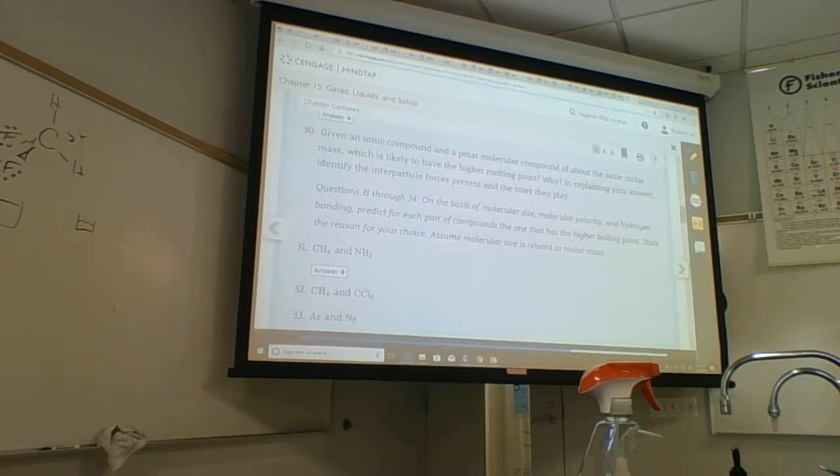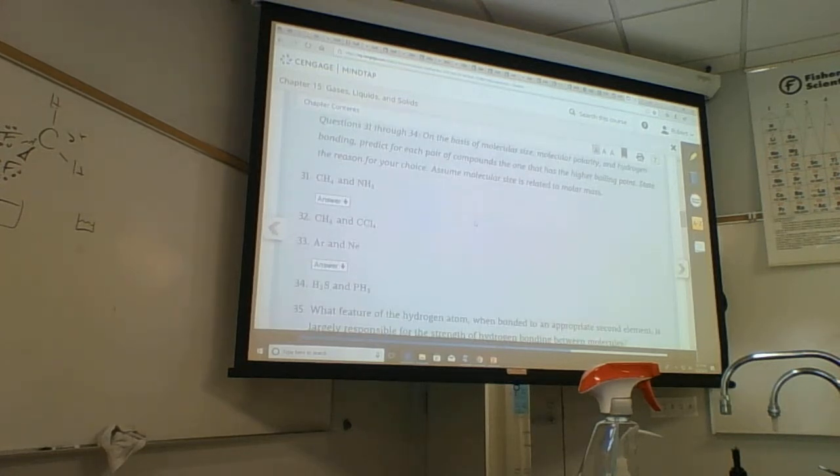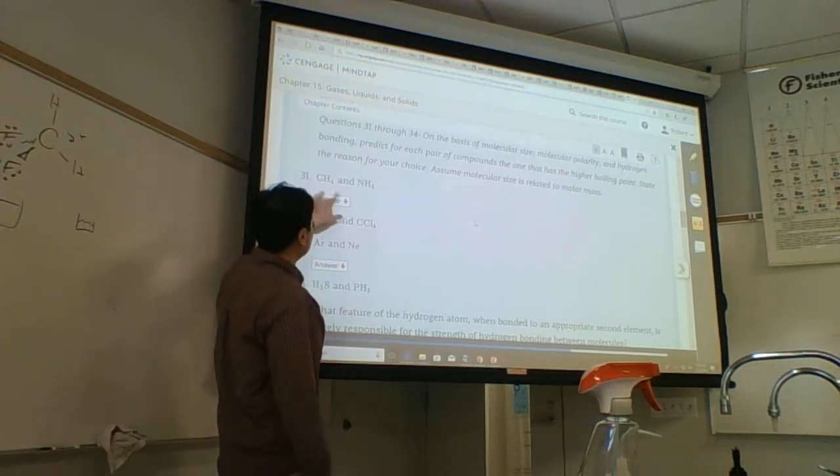Questions 31 through 34. On the basis of molecular size, molecular polarity, and hydrogen bonding, predict for each pair of compounds the one that has a higher boiling point. The bigger the size, the higher the boiling point, because it has more electrons. It's like the bigger the pool, the higher the wave you can generate. So that's it. And so this one's methane versus ammonia.